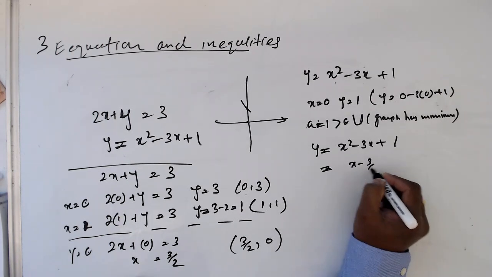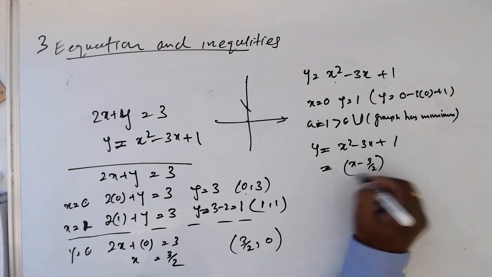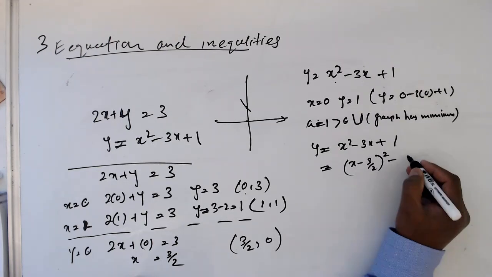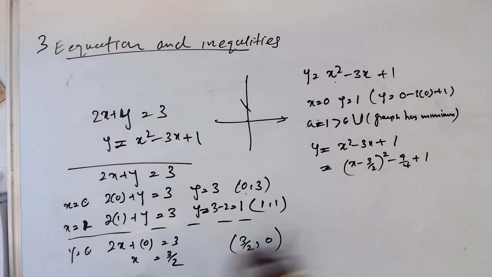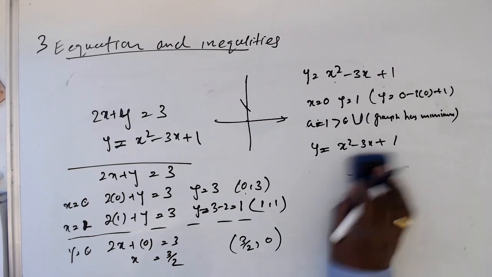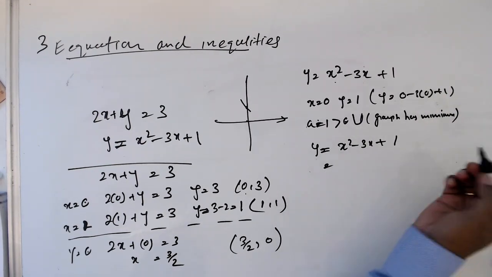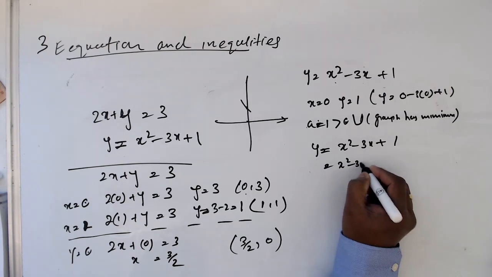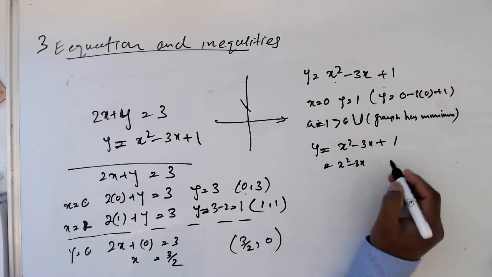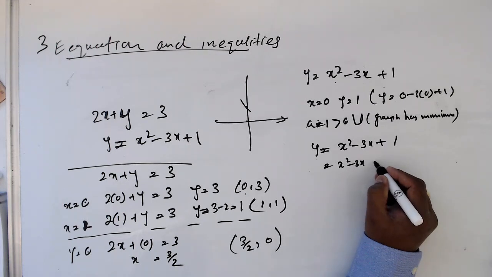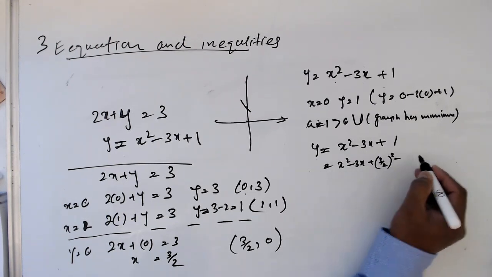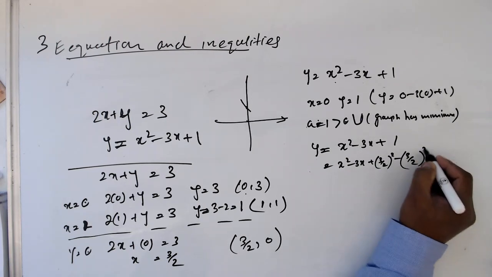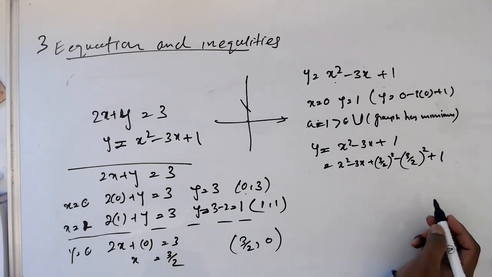(x minus 3 over 2) squared minus 9 over 4 plus 1. Actually, I'll rework this one. x squared minus 3x: half of minus 3 is minus 3 over 2, so I'll add (3 over 2) squared. Then I subtract (3 over 2) squared plus 1.